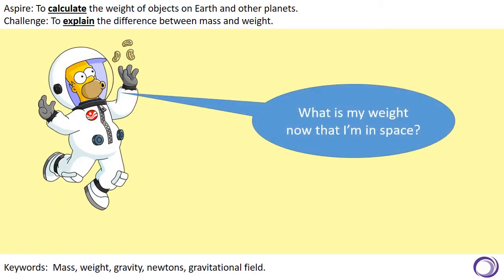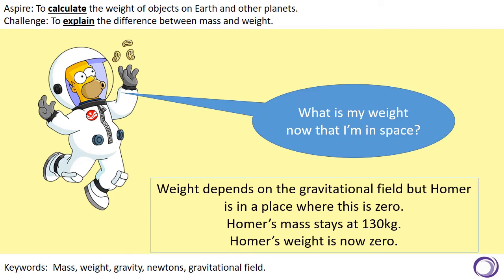So what's Homer's weight now that he's in space? Weight depends on the gravitational field, but Homer's in a place where this is zero. So let's imagine he's in the middle of outer space and he's nowhere near anything. So his mass will stay at 130 kilograms, because mass doesn't change, because it's to do with the atoms that you've got, it's the amount that you've got. But because gravity is now zero, Homer's weight's zero. So he's weightless. Still got a mass, but no weight.